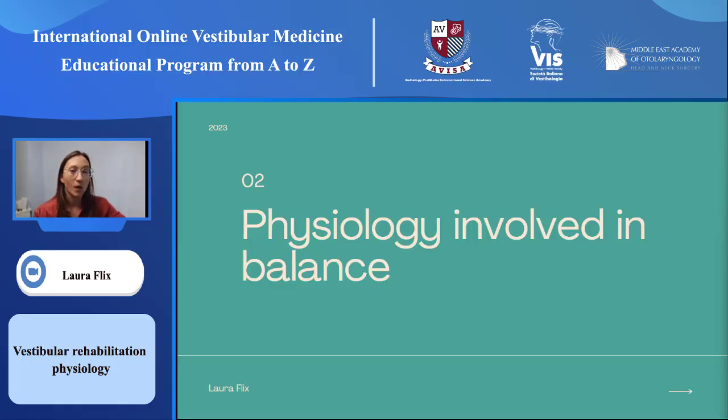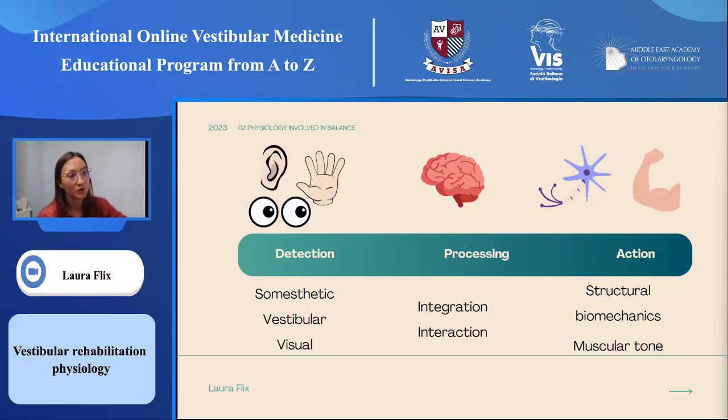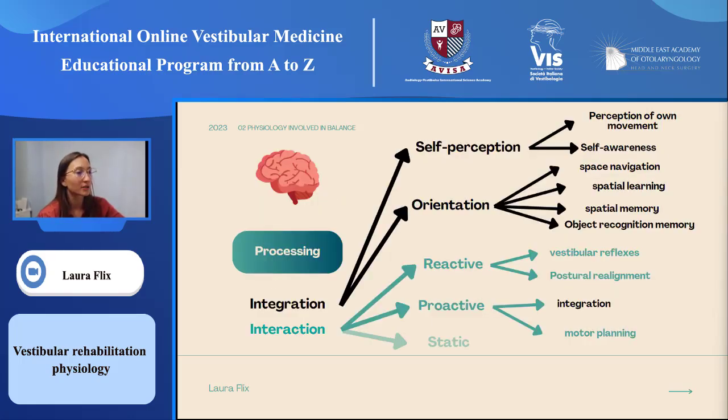So regarding all those changes that the exercise can do, we're gonna see how it can be applied in the physiology involved in balance, no? Summarizing or making it a little bit easier, in balance we will have the part of detection of the environment with some static information with vestibular and visual. Then the processing, where we will have integration and interaction, having finally the action of the balance, where variables such as structural biomechanics or the muscular tone can also influence, no? But regarding the processing, we will have the integration and the interaction. But the interaction will be inside the integration, because we need the integration correctly to have a good interaction, no?